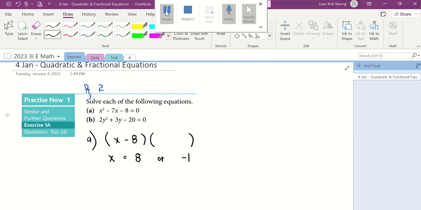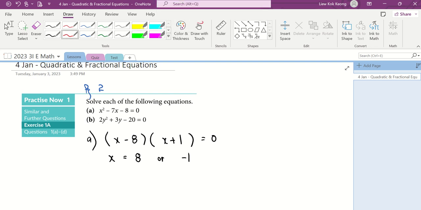Okay, so I'm doing a bit of backward design. Remember to go back to factorization. Okay, so x minus 8, x plus 1. That is the working. And what is this thing called? This is called the zero product rule.